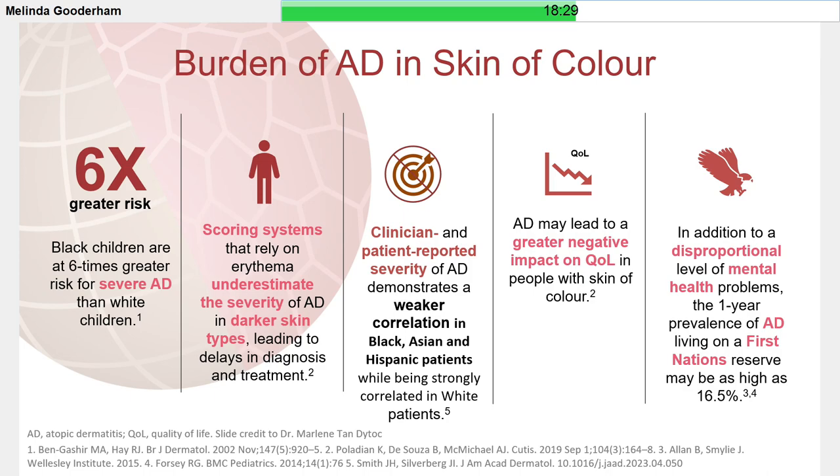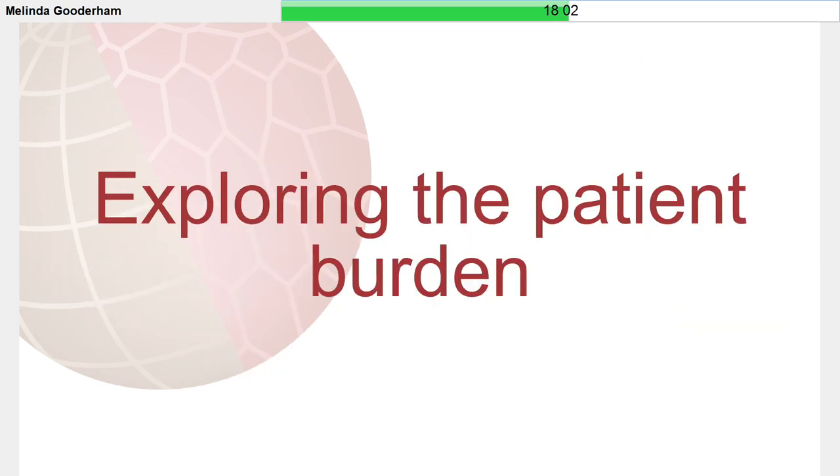Also, from the Canadian data, we have found a disproportionate level of mental health problems in the one-year prevalence of atopic dermatitis in our Indigenous population who are living on a First Nations reserve. This was higher than in the other populations, could be as high as 16.5% for 1 year. There's often, in remote areas, a lack of resources to deal with mental health, and hopefully this is something we can put more resources into.